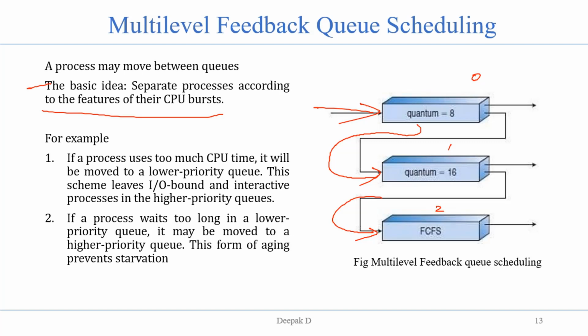This algorithm gives the highest priority to any process with a CPU burst of 8 milliseconds or less, which means such a process will quickly get the CPU, finish its burst time, and go off to its next IO burst. A process needing more than 8 but less than 24 milliseconds is also served quickly, although with a lower priority than the shorter processes. So this is all with respect to the multi-level feedback queue.